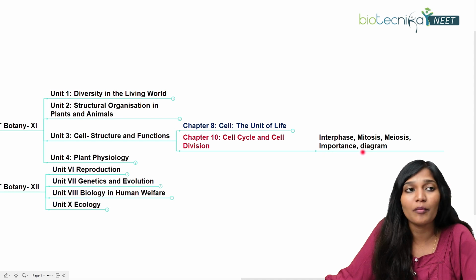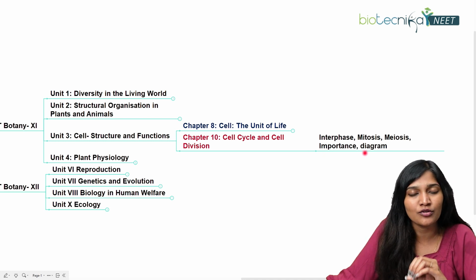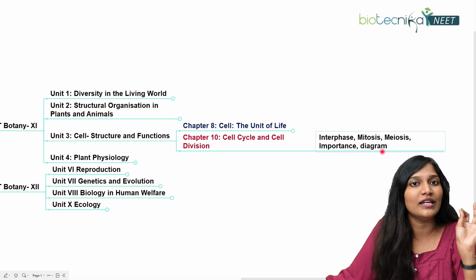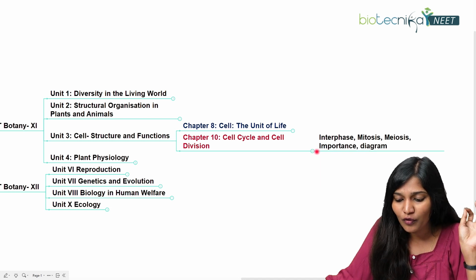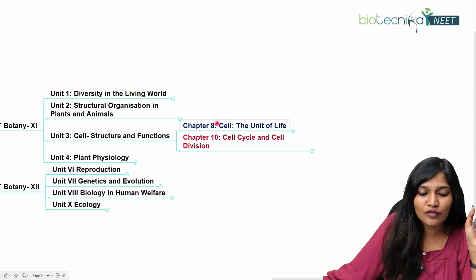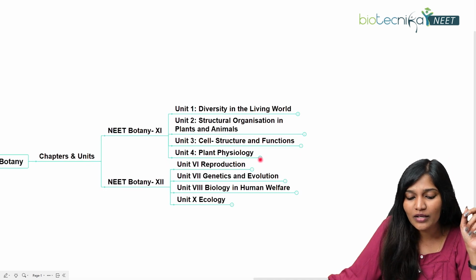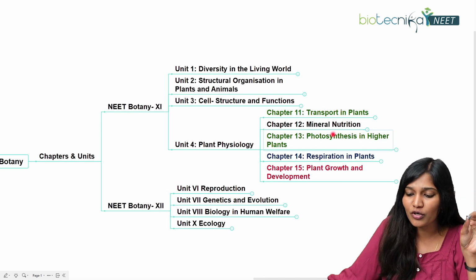And you have to remember all the importance of mitosis and meiosis together, along with the images which are given only in the NCERT book. That's very, very important for this chapter. So you have to study. I'll be telling what are the units that you can study together also. The next is unit number 4, which is plant physiology, most important topic.